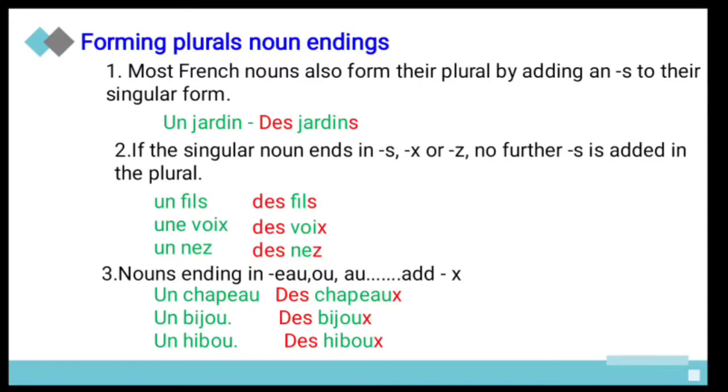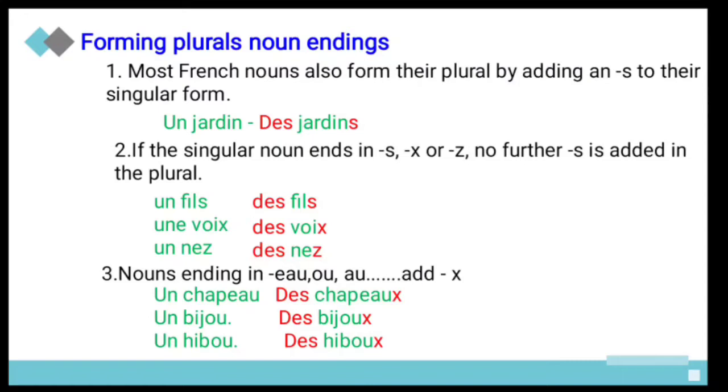And third rule is noun endings in EAU or OU or AU, and add X. If the noun ends with EAU, you have to add X only. See the example. Un chapeau. Chapeau means what? Hat. It ends with what? EAU. And you have to change the indefinite article, des chapeaux.